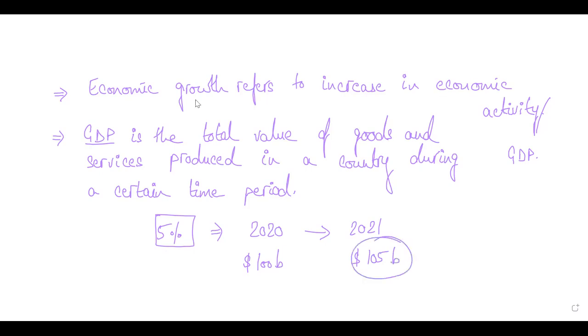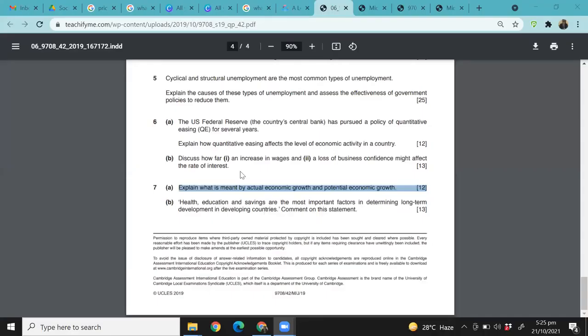Okay. Now let's look at the question. Arbab, you would understand better. It only says explain what is meant by actual economic growth and potential economic growth. So you can write that, but your marks will not be deducted, but you will also not get credit for that. Are you getting me? You do not get credit for that because it is completely irrelevant and they haven't asked for that here, right? So I would suggest that you don't do that. Okay, now moving on.